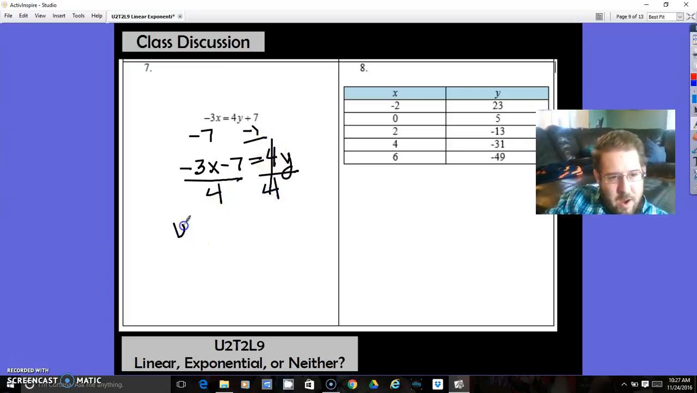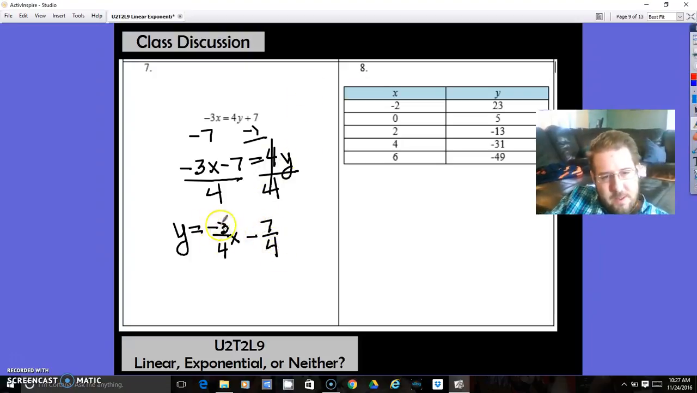And that gives me y equals, I'm going to flip it around. Hopefully you can follow what I'm doing. I'm going to put the y on the left-hand side and put this answer on the right-hand side. Negative 3/4 x minus 7 over 4. So that is a linear equation. That's the starting point, and that's how much it's increasing per x. Linear.